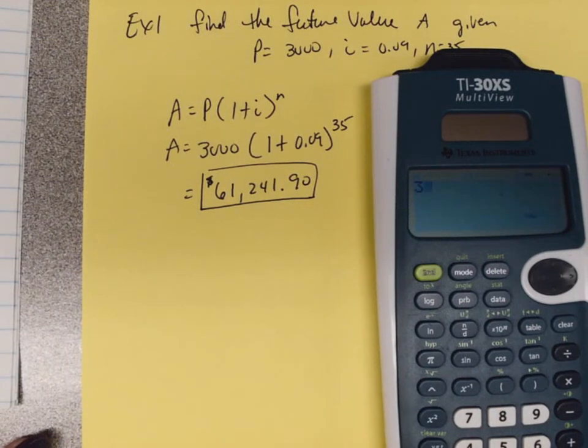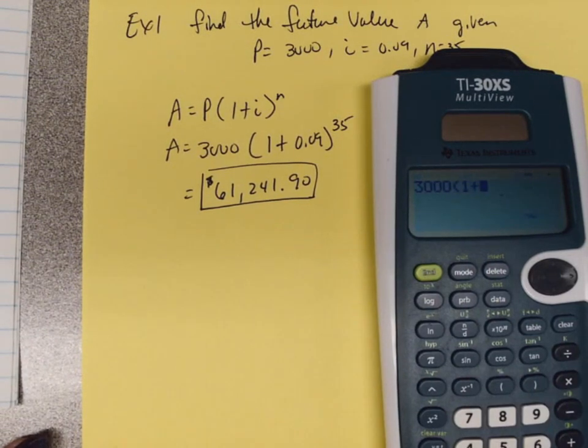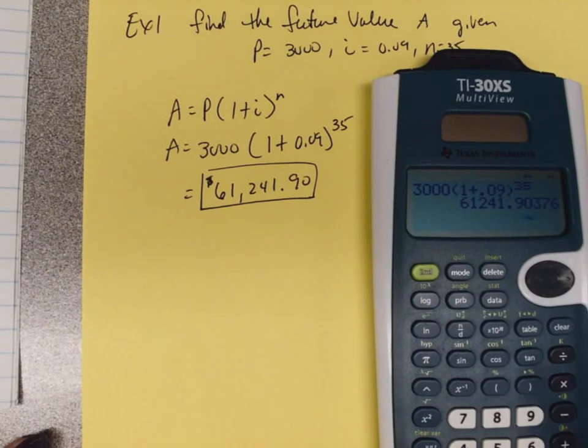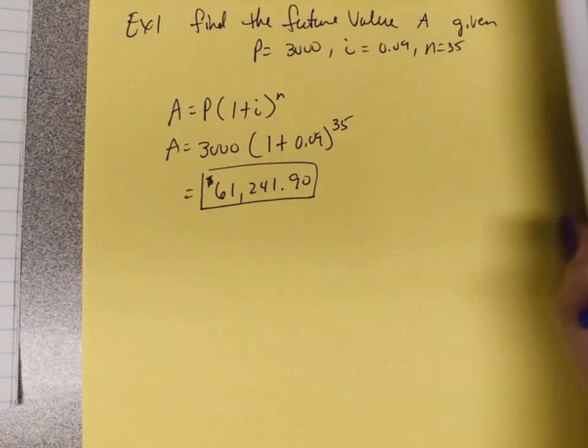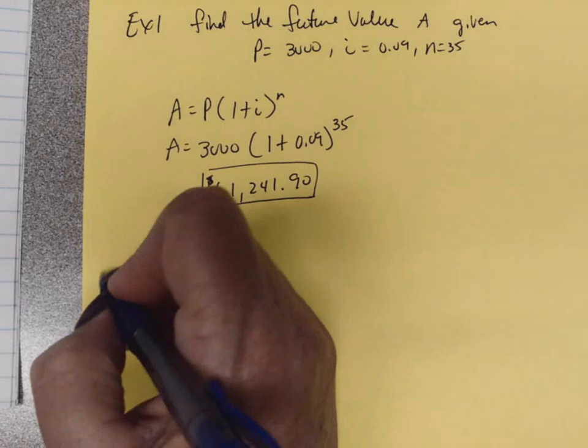We're going to type in our 3,000, parenthesis, 1 plus 0.09, close your parenthesis, use your rooftop key, the correct key, raise it to the 35, and then hit enter. And again, you're going to go to 2 decimal places. The 3 after the 0 will not cause it to round up, so you are done. All right, let's go to example 2.